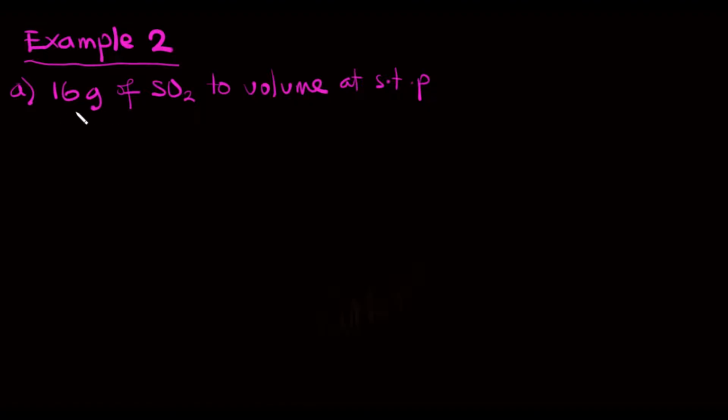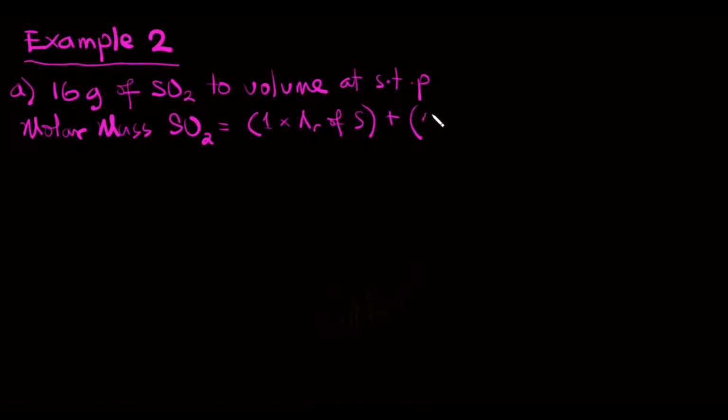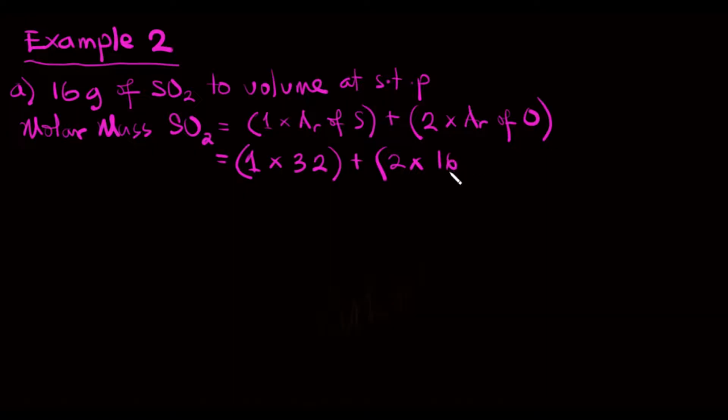Since we are given the mass of SO2 here, we have to determine the molar mass of SO2. Molar mass of SO2 is 1 times Ar, the relative atomic mass of sulfur, plus 2 times the relative atomic mass of oxygen. This gives us 1 times 32 plus 2 times 16. That's 32 plus 32, which gives us 64 grams per mole.